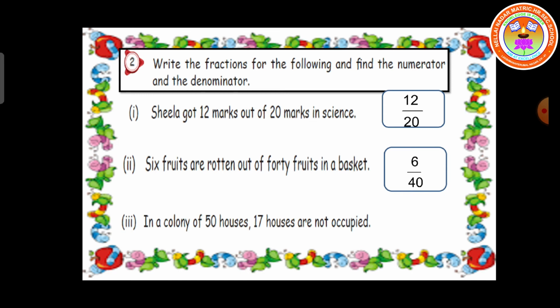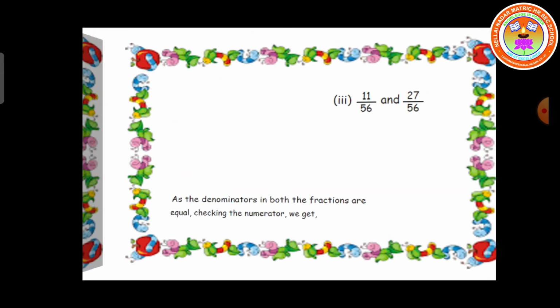Third problem. In a colony of 50 houses, 17 houses are not occupied. So the total houses is 50. Out of the 50, 17 houses are not occupied. So 50 is the denominator and 17 is the numerator. So what will be the fraction, students? 17 by 50. Yes? Next problem.